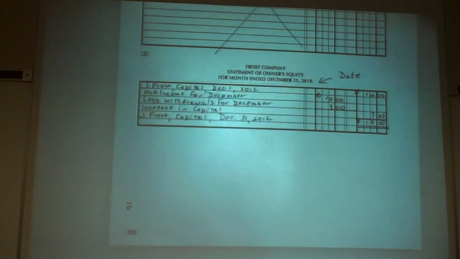Where did we get our net income? From the income statement, or where else could it come from? From the worksheet. Now, there's something missing on mine. What did I forget to do? Look at the 3. What should I have done with the 3? Put it in parentheses. Usually when we subtract a number, we put the parentheses around it.